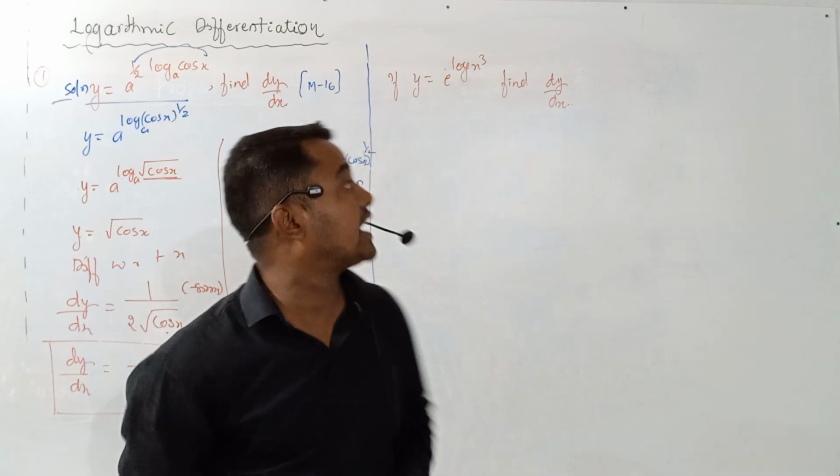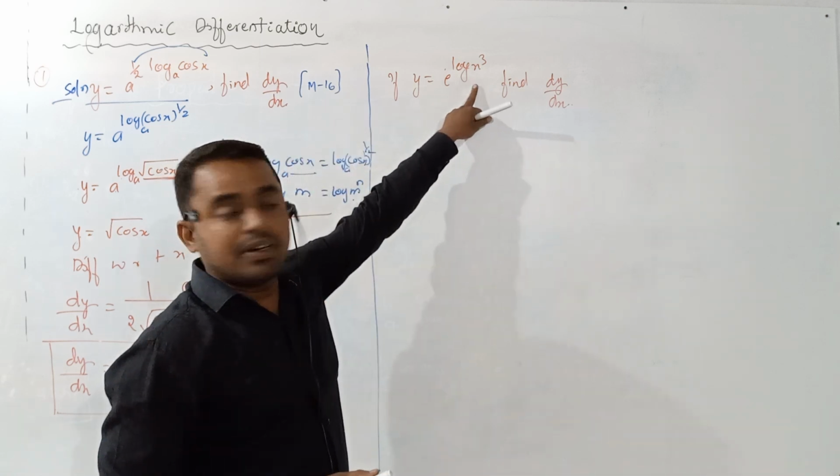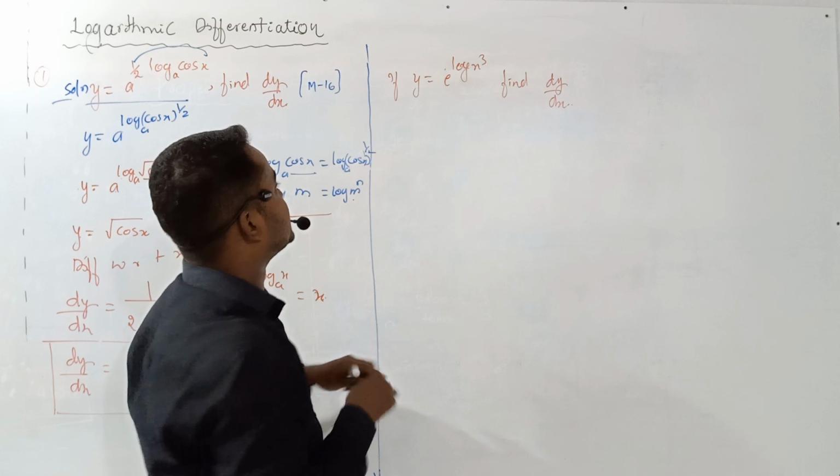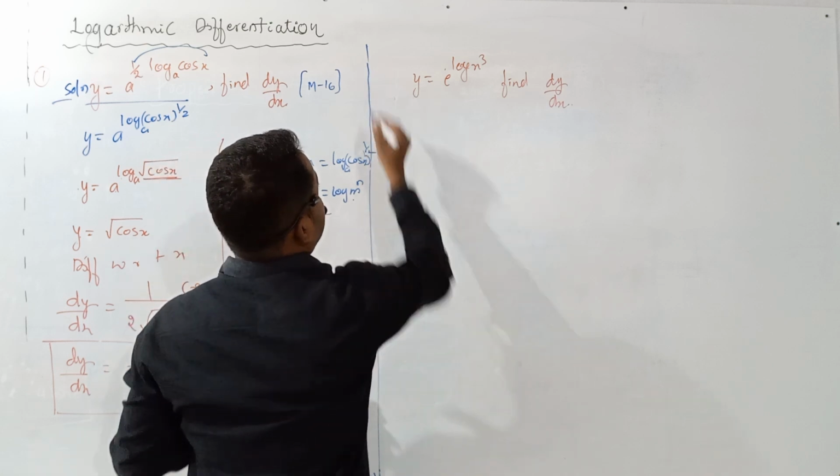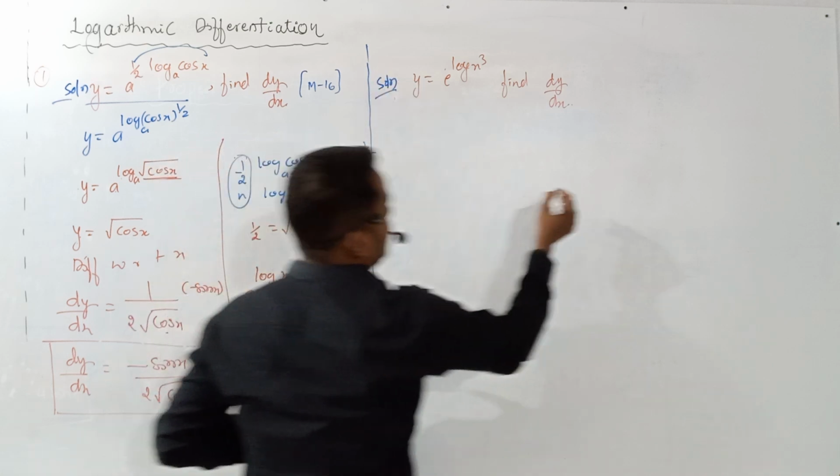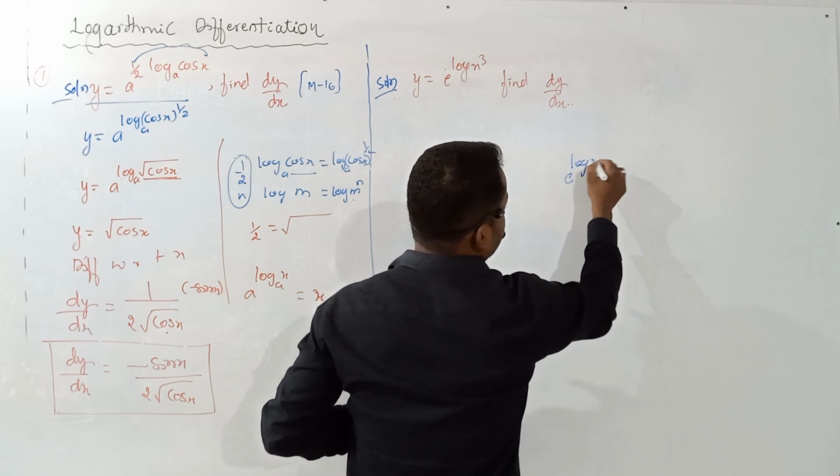Now come to the second problem. If y is equal to e raised to log x cube, find dy by dx. Write the first step of the solution as it is. Now which property are we applying here? e raised to log x is equal to what?